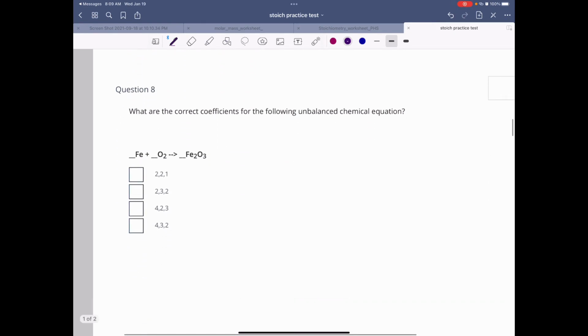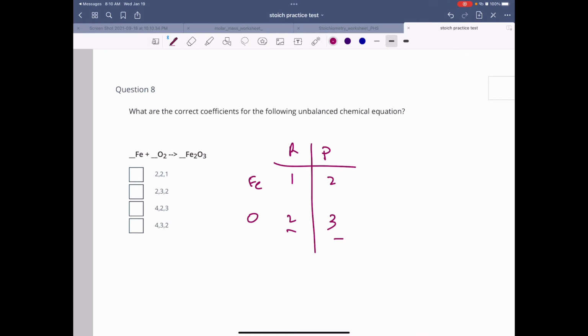What are the correct coefficients for the following unbalanced chemical reaction? Okay, so we can do a little RP table. We got irons. Oh, this can be easy. On the reactant side, we start with 1 of those, 2 of those. On the product side, we start with 2 of those, 3 of those. And, well, let's try to get the oxygens to match. We got 2 and a 3. The lowest common denominator is a 6. So let's just start with that.